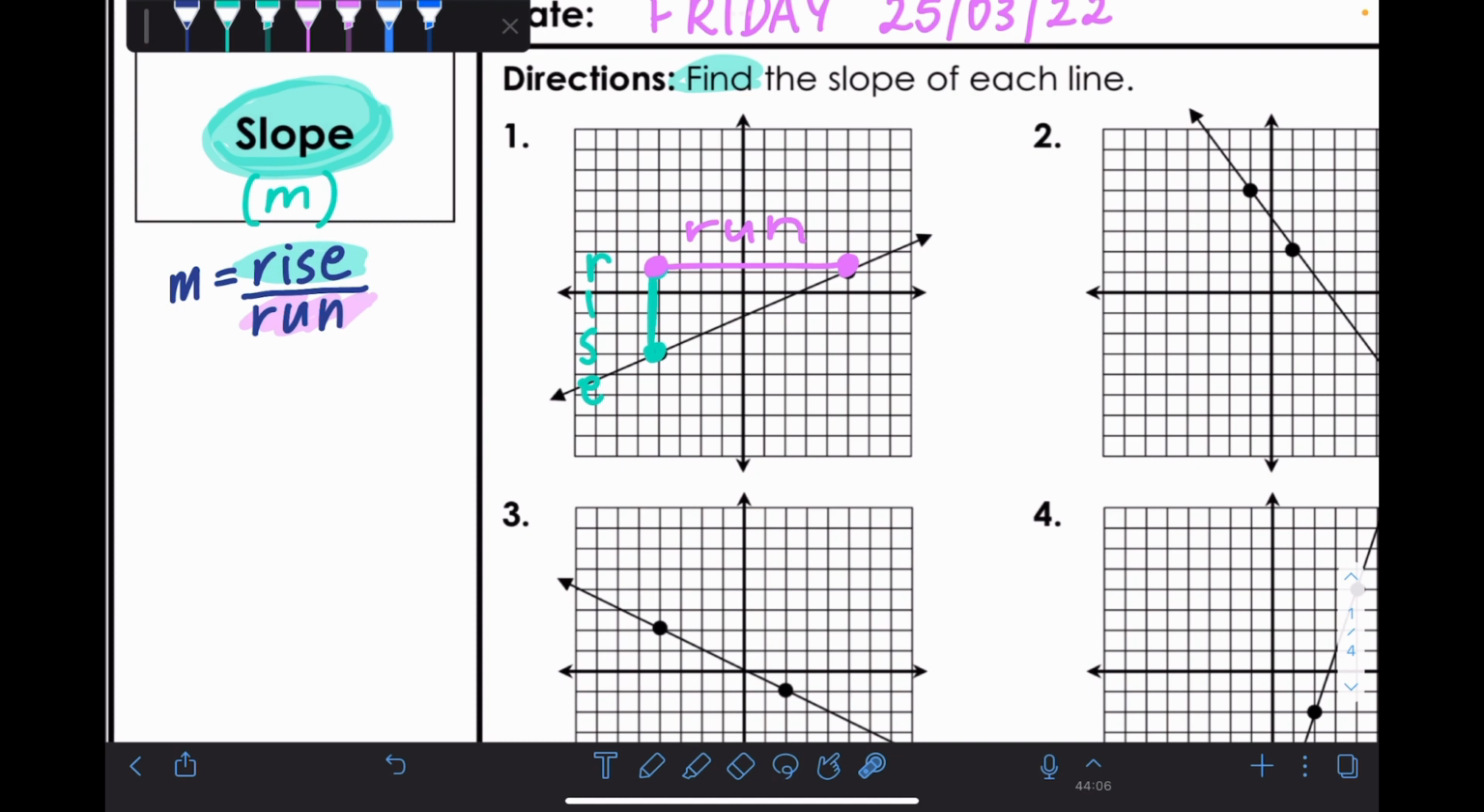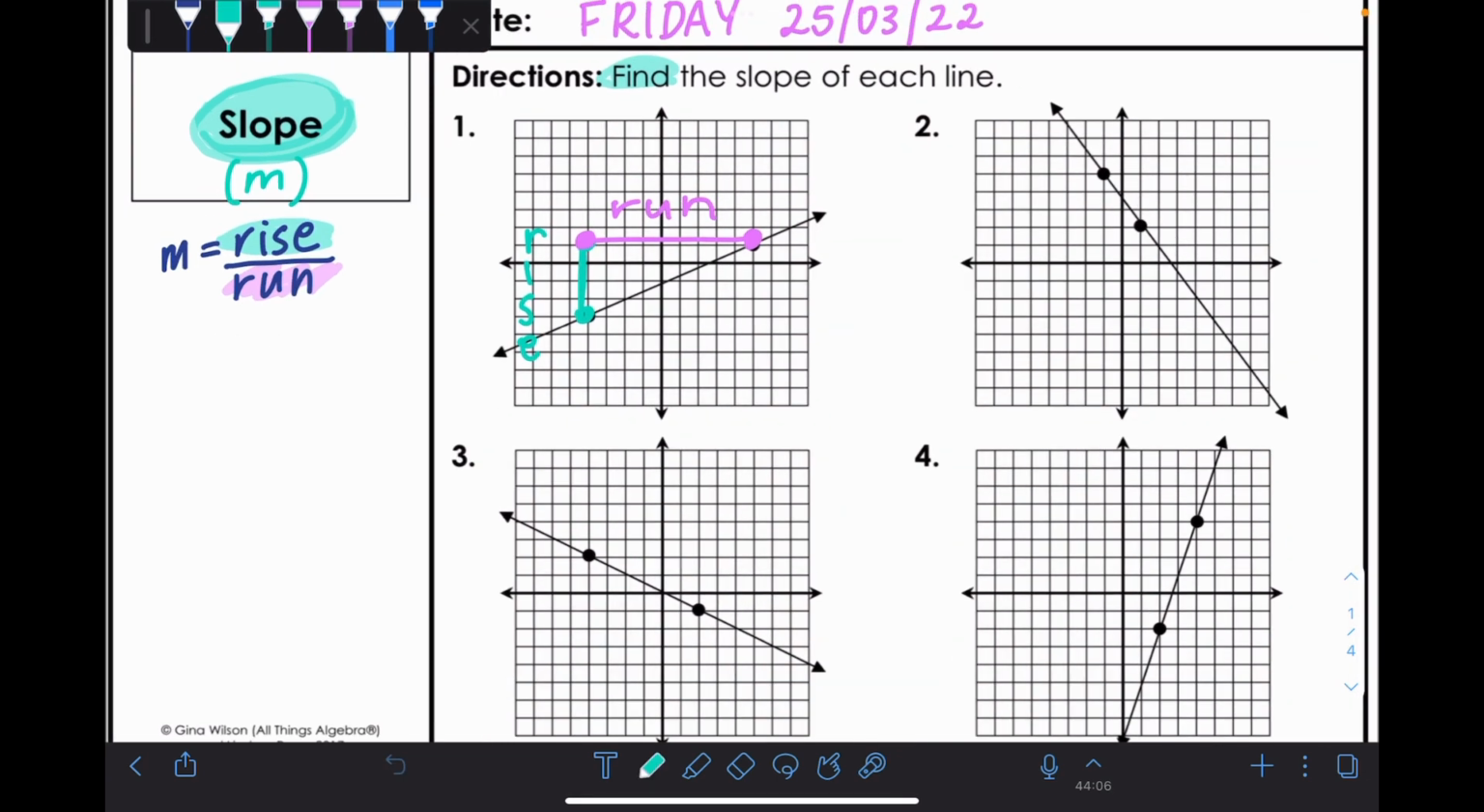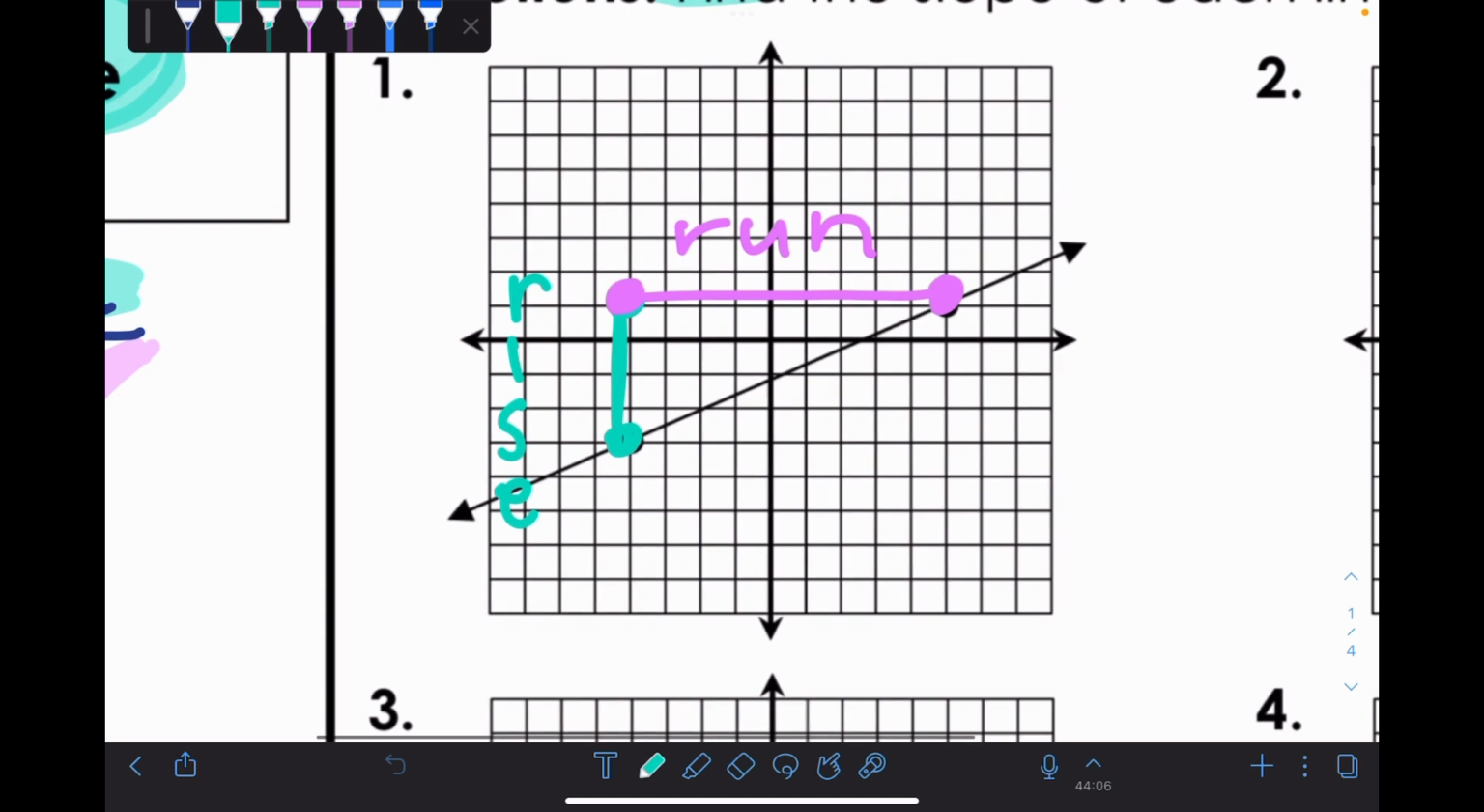This method is best when we have our graph. Unfortunately, if we get questions where we don't know the graph, we can't see it, we're not given it, we won't be able to use this one. So that's why we use the next formula that we'll do in a moment. But for now, let's just do this. Really easy, let's count this.